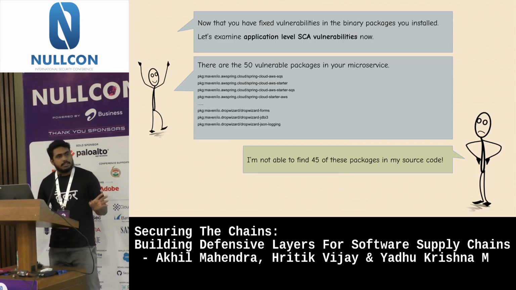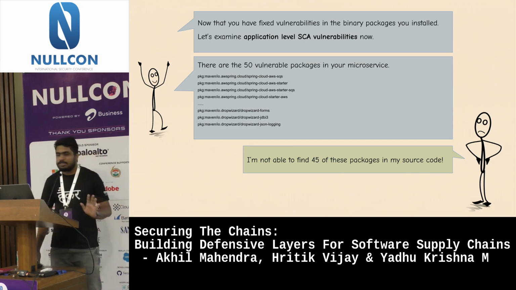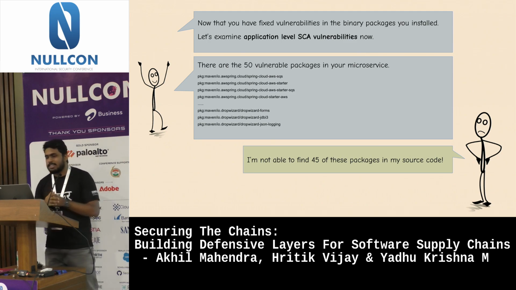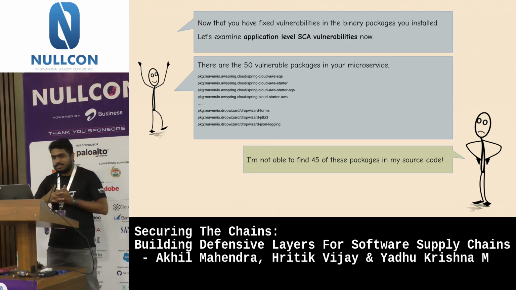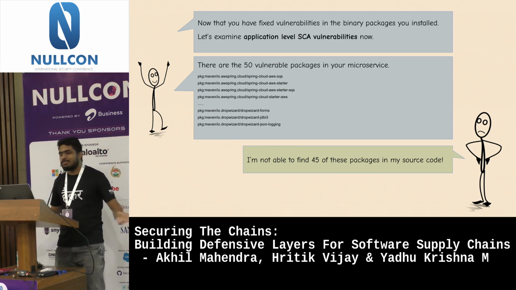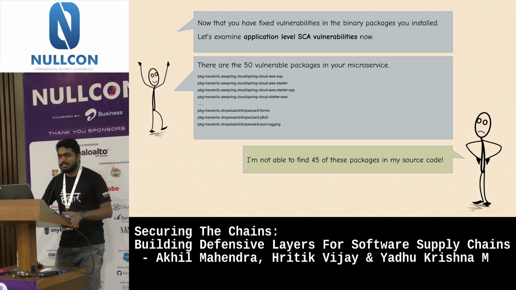Now let's say that the developer has fixed all the base image related vulnerabilities, and now he is ready to fix the application level SCA vulnerabilities. So we go to him and say that there are 50 vulnerable packages in your microservice. And we hand out a list of 50 packages. These are essentially package URLs, or purls. This is a standard to show a package.